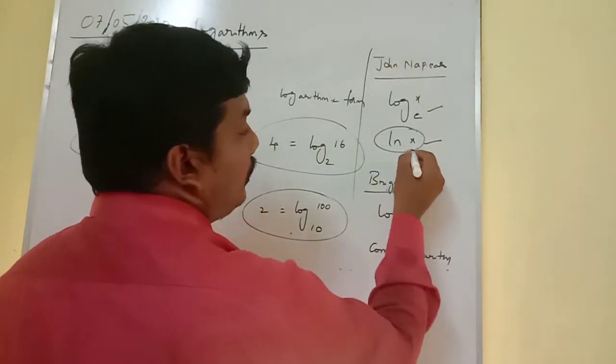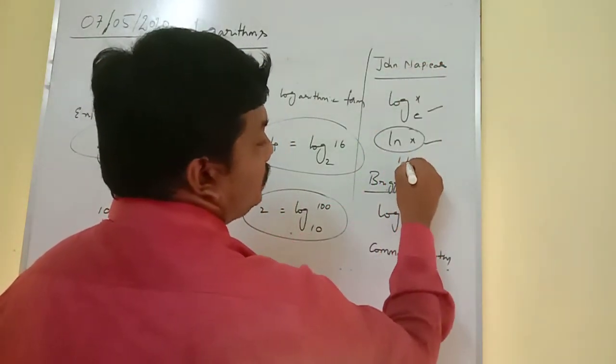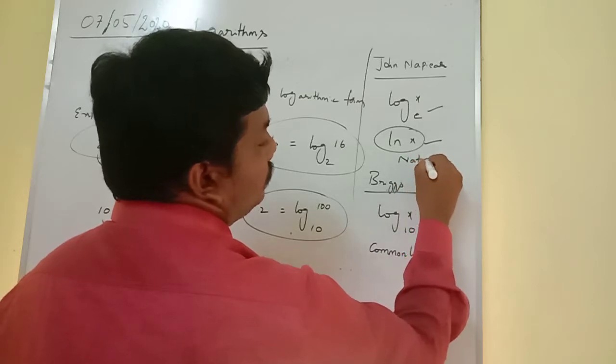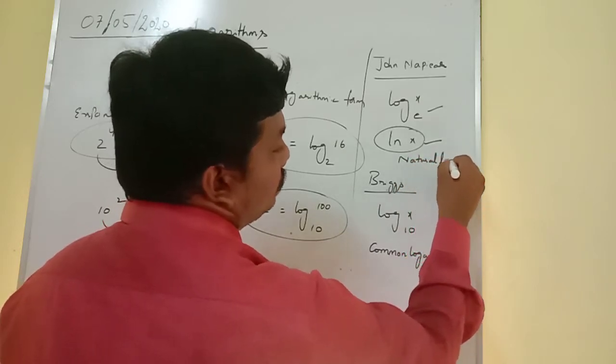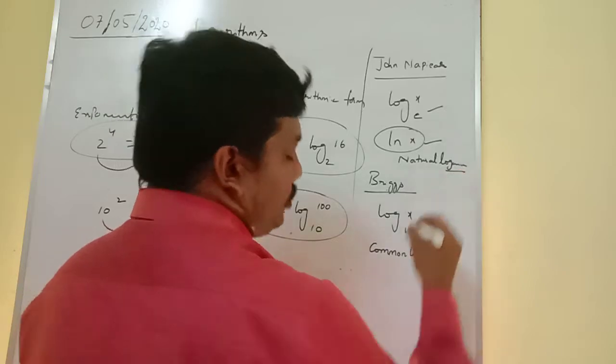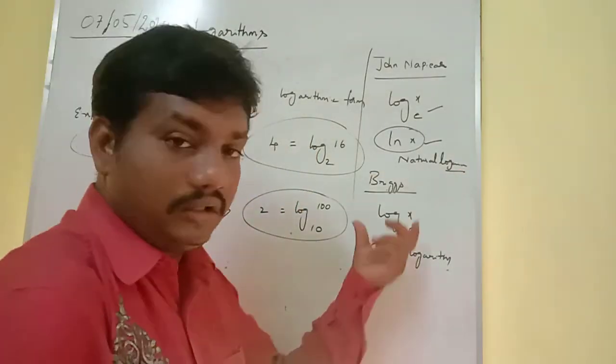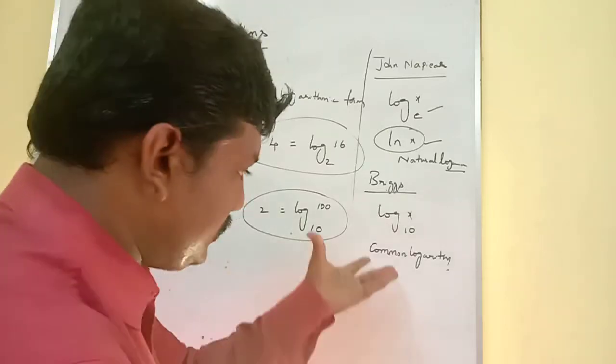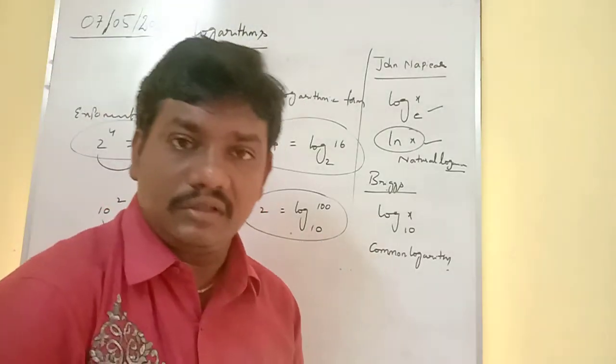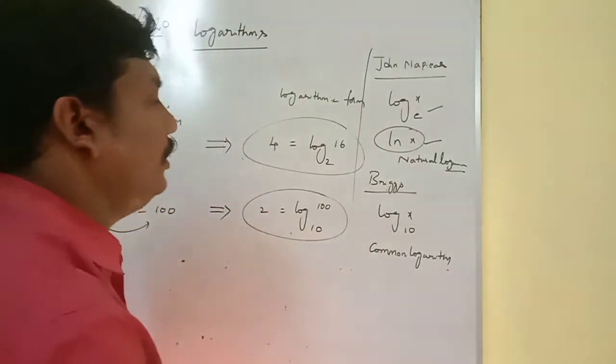So this is called natural logarithm. Natural logarithms were introduced by John Napier, and common logarithms were introduced by Briggs. Very most important bits at 10th class level.